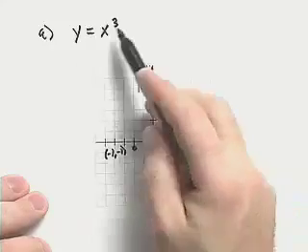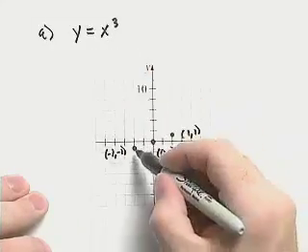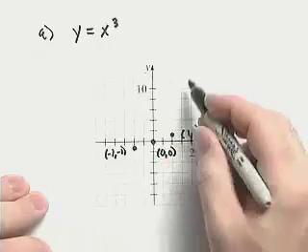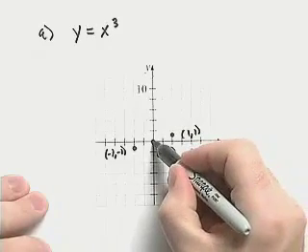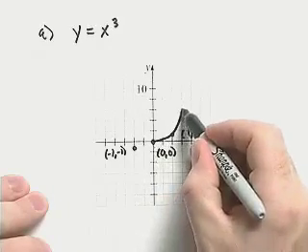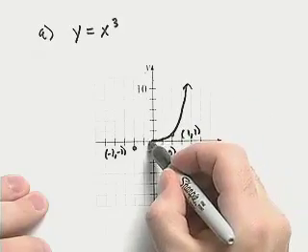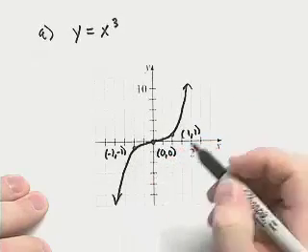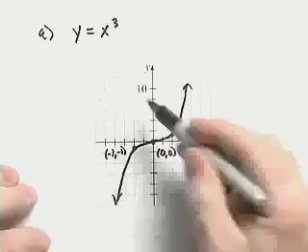Now, knowing that this x cubed function has the basic shape of that function, the left side will go down, the right side will go up. So we'll get a rough graph. Looks something like this. And so there's the graph of our base function, x cubed.